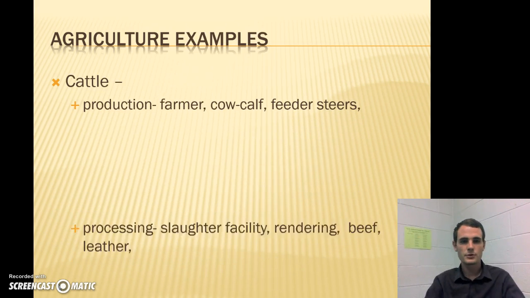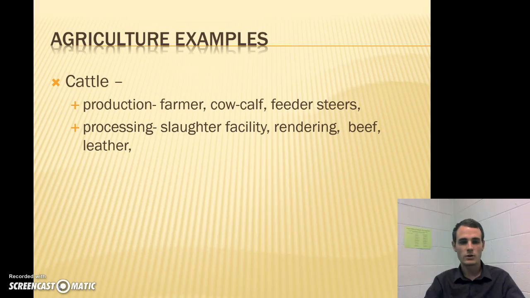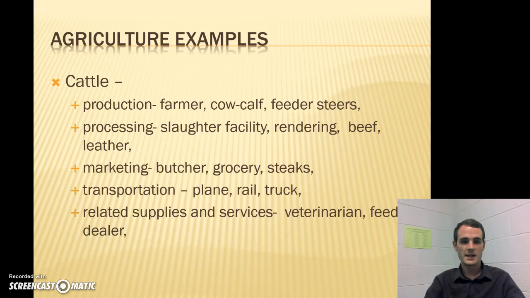So a couple of examples. To understand each one of those key components of agriculture is the production, processing, marketing, transportation, and related supplies and services. So with cattle, we're dealing with cows, beef production. So the production would fall under the farmer, the cow-calf, and feeder steers. The farmer is going to be the person that raises the calf all the way to that steer that's going to go to market and be slaughtered, which then takes us to the processing part of it.